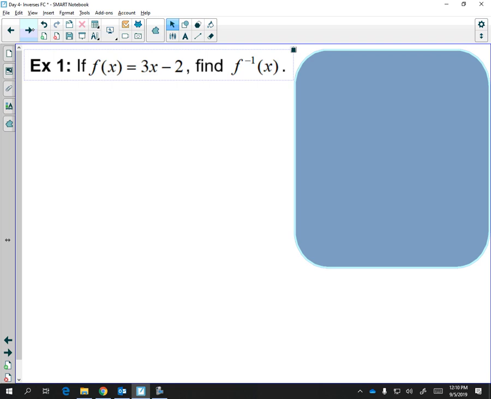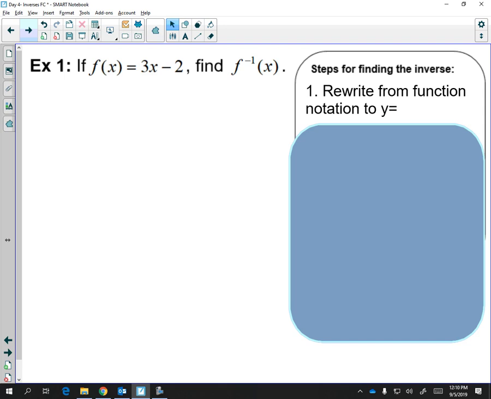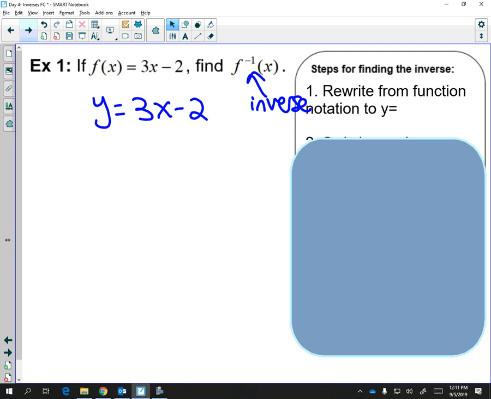Let's try an example. Your very first step to these equations is to rewrite from function notation to y. So in this particular problem, we are given f of x, and we're saying find f to the -1. So you're going to find the inverse, right? You're going to take the original equation and write it as y equals 3x minus 2. Simple enough, right? But that part is really important because it helps us with step 2.